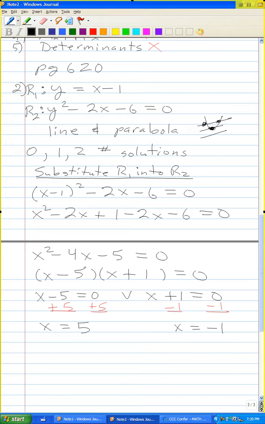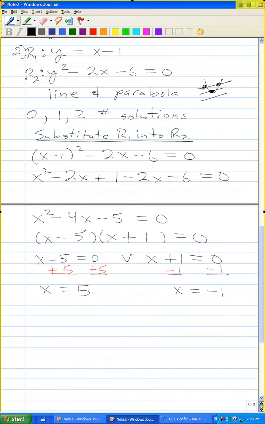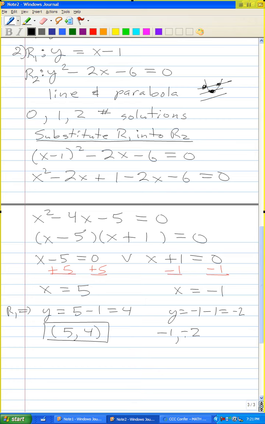And so when x is 5, let's figure out y. So I can use R1. And so y is equal to x minus 1, 4. And, well, for this other case, y is equal to negative 1 minus 1, negative 2. Therefore, I have two solutions, 5, 4, and I have negative 1, negative 2.